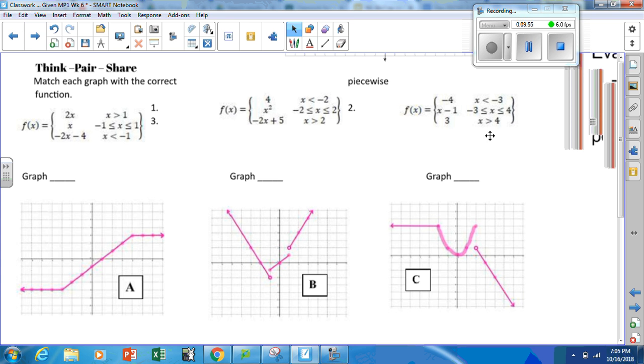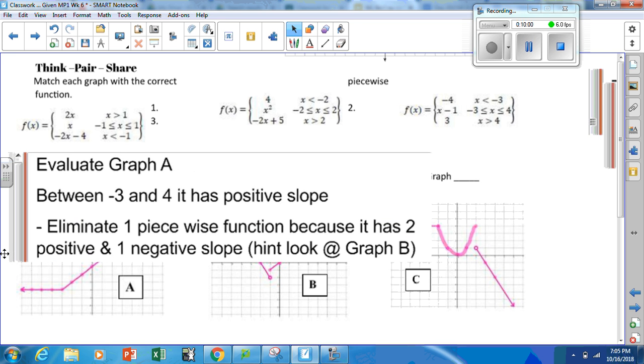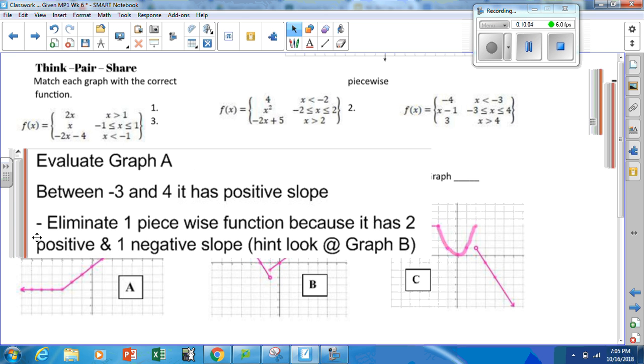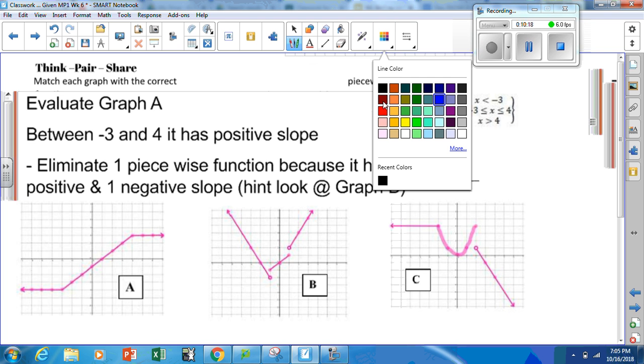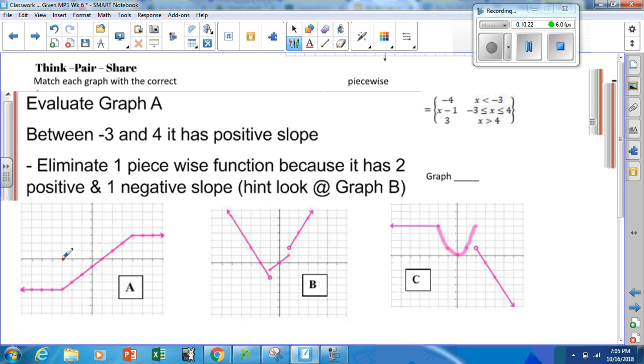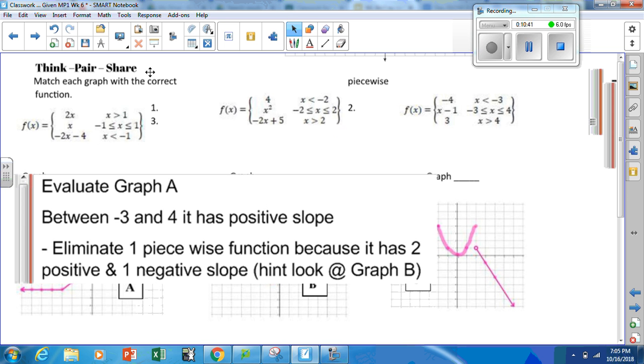All right, let's take a look. Graph A. In graph A, what do we know? We know that it is between -3 and -4. We're increasing, a positive slope. And we also know that we probably can eliminate a few things. Well, why would we eliminate the first piecewise function? Well, because it has two positive and one negative slope. Did you guys notice that?